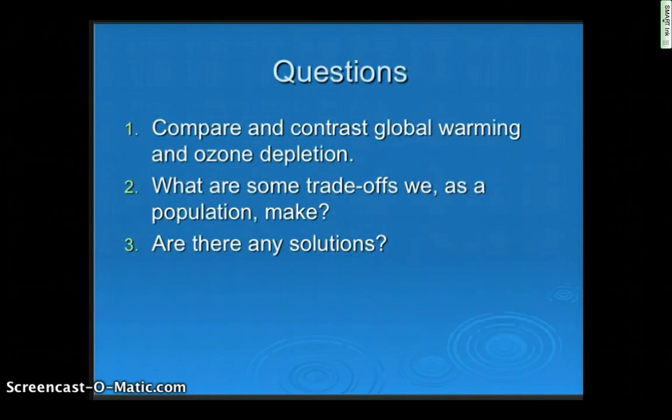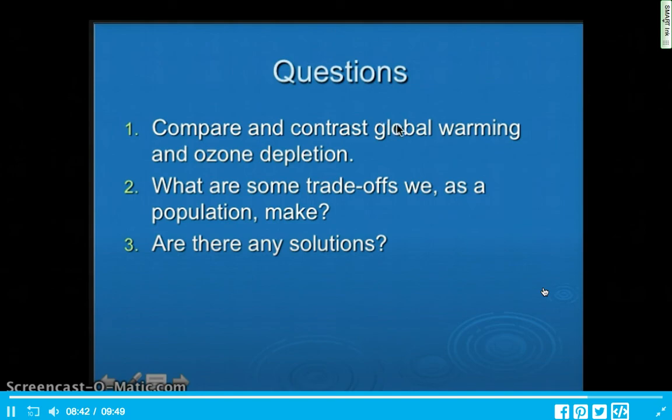Questions. Compare and contrast global warming and ozone depletion. What are some trade-offs as a population we make? And are there any solutions? So take a minute and write a response.